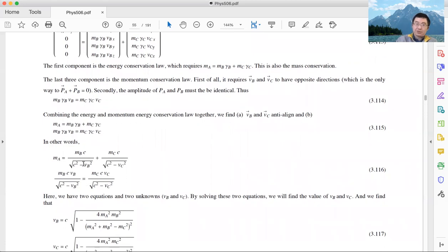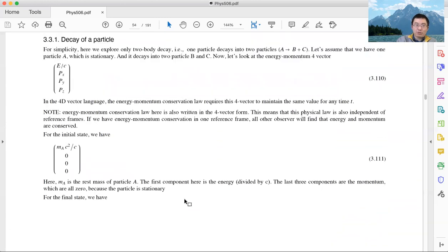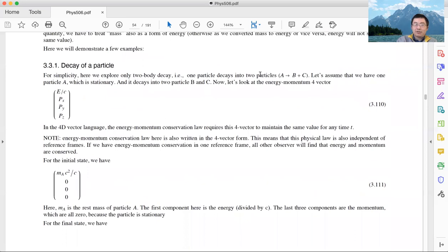We have two equations, and we have two unknowns, VB and VC, the velocity of my B particle and the velocity of my C particle. And the nice thing here is we have the same number of equations and the same number of unknowns, which means I can find a unique solution for this problem. That is, I want to emphasize, a special property of two-body decay. For two-body decay, one particle decays into two particles.